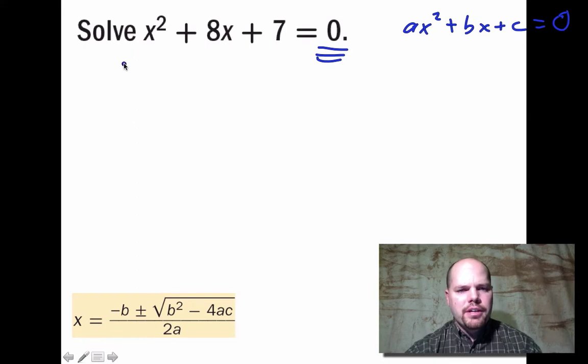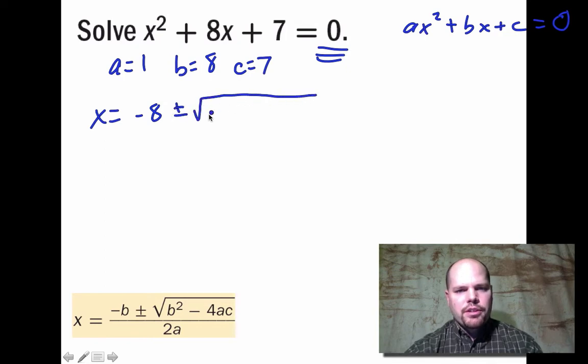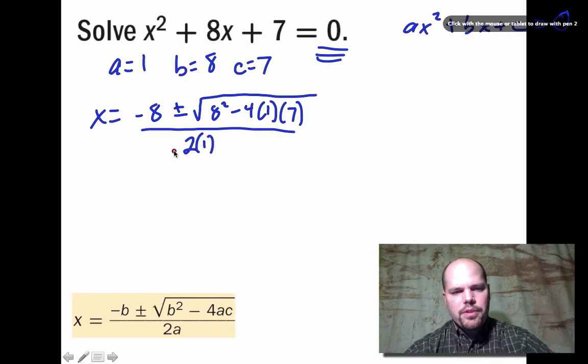Okay, so get in the habit of listing what your a, b, and c values are. So in this case, a is 1, since it's 1x squared. You don't see the 1 because it's 1 times anything itself. So the a value is 1, the b value is 8, and the c value is 7. So we want the opposite of b, so x is going to be negative 8, plus or minus, because like I said, there's up to 2 answers, the square root of b squared. So we're going to go 8 squared minus 4 times a times c, all divided by 2a, so 2 times 1. Do a little simplifying.